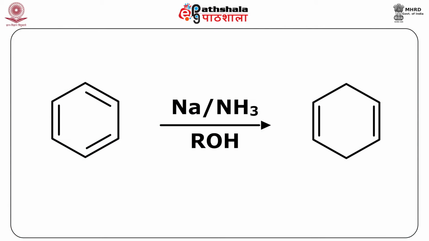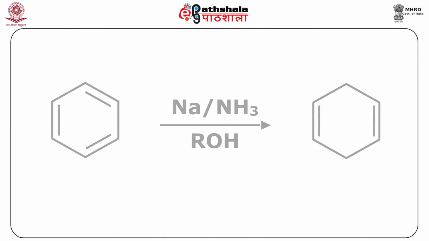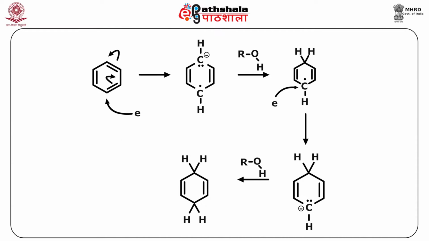The Birch reduction offers access to substituted 1,4-cyclohexadienes, as shown in the given mechanism. An electron source from the alkali metal leads to the formation of an anion which reacts with the alcohol, abstracting a proton, and again an electron source leads to the formation of another anion, and the next abstraction leads to the formation of a diene structure.